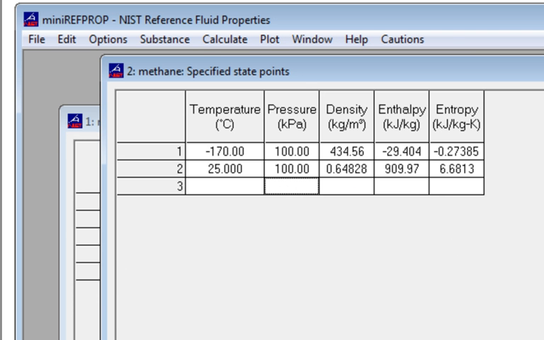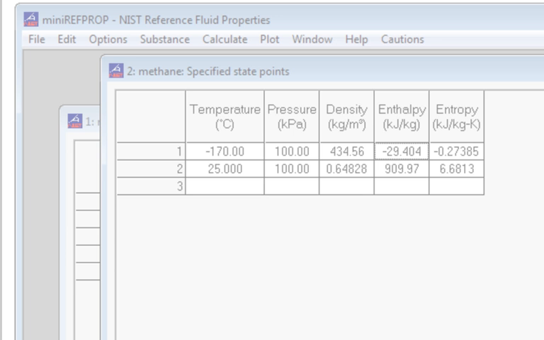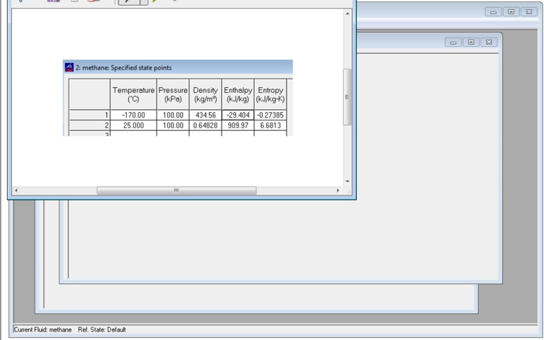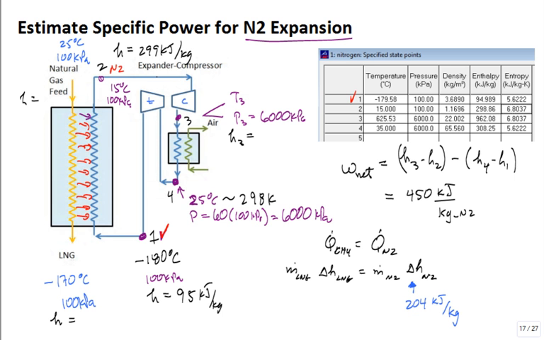So here it is. I said it's coming in at 25 degrees C and 100 kilopascal. So that's the enthalpy, 910 kilojoules per kilogram. And it's coming out at 170, going out at negative 29 kilojoules per kilogram. So let me go ahead and copy this and put it down here. Edit, paste.